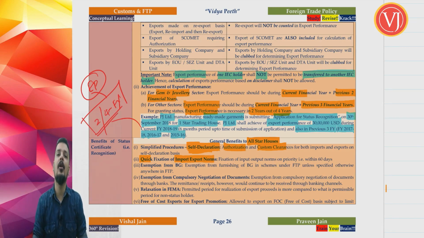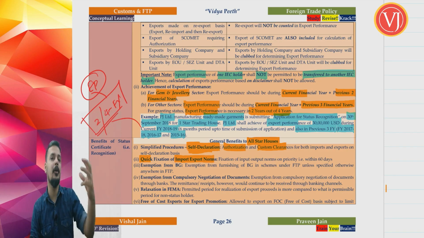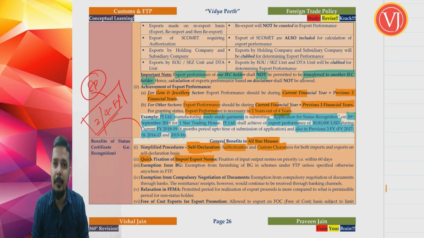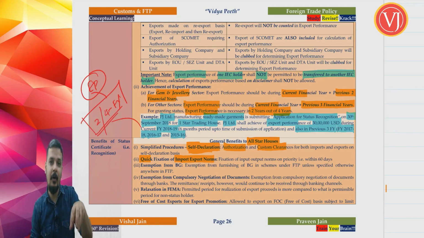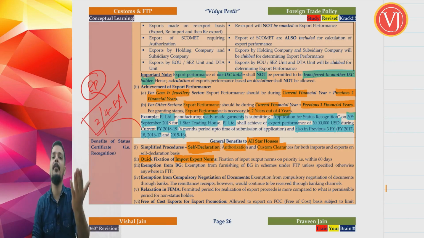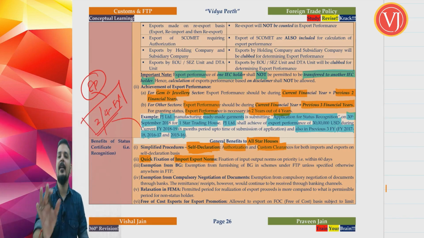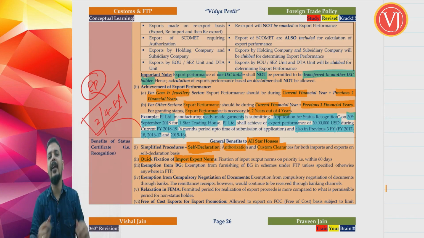So, if the standard input-output norm is 2:1, and if you have imported 20 lakh units of inputs, you should export minimum 10 lakh units of output. That is standard input-output norms. People may not be happy with standard input-output norms. They may go and apply for special input-output norms for their sector, for their company. Those who are not happy can always apply to the norms committee and tell that I want to have a separate input-output norm for my company. I am not satisfied with the standard input-output norms that you have given.